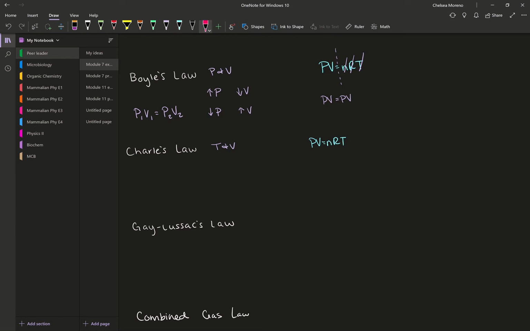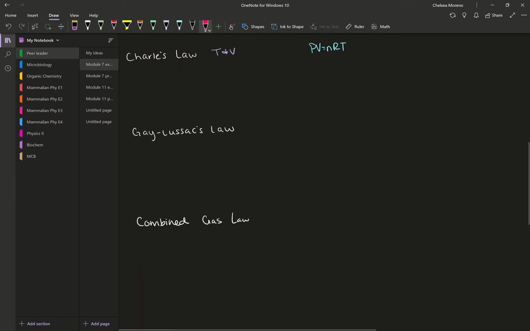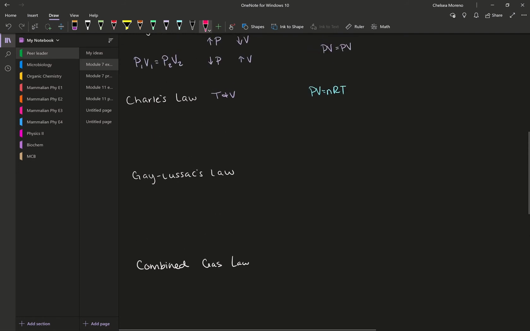So in Charles' law, that means that pressure is constant, our moles are constant, and our R constant is constant, right? And then make sure that you get them both on the same side of the equal sign again. So I'm going to say V over T is equal to V over T, right? Because it's a relationship. So V1 over T1 is equal to V2 over T2. And that's going to be Charles' law.